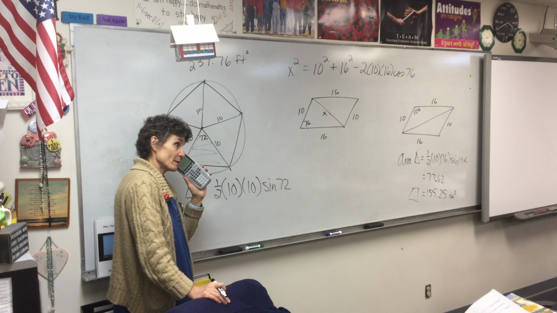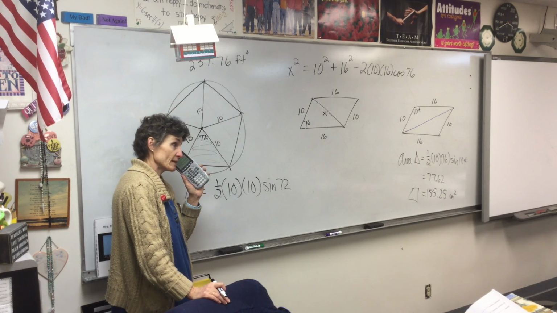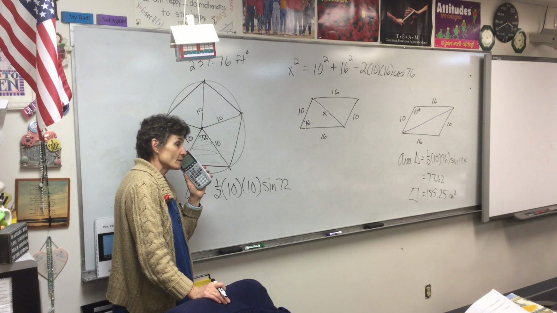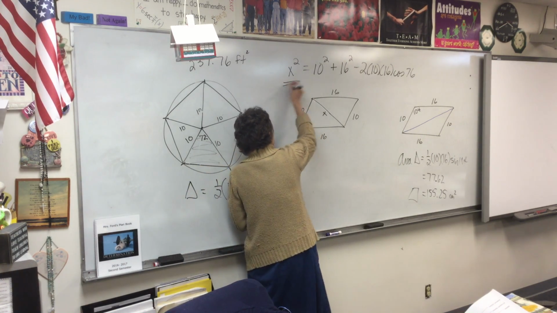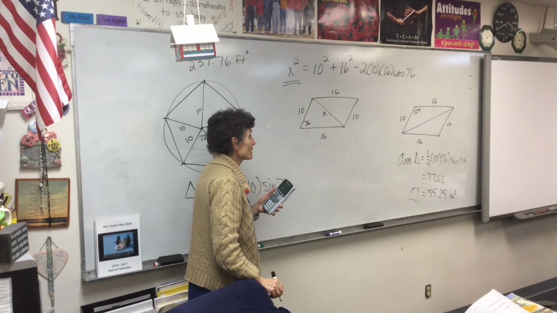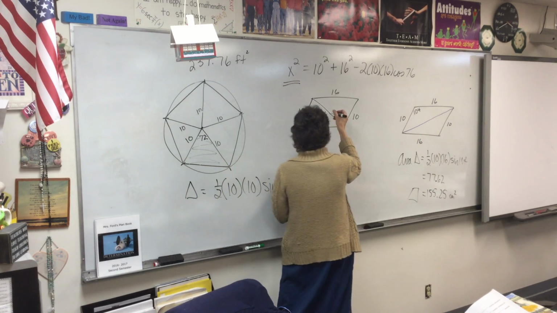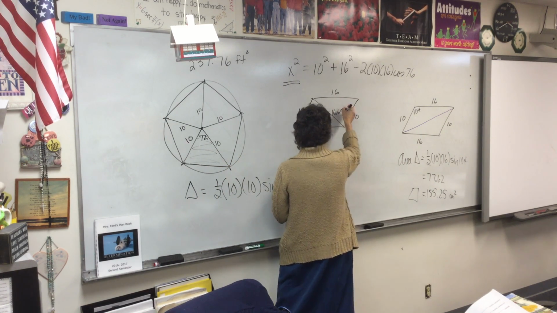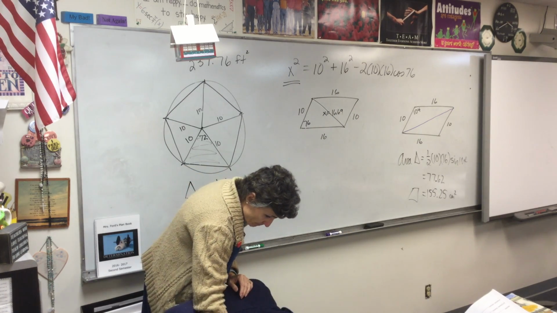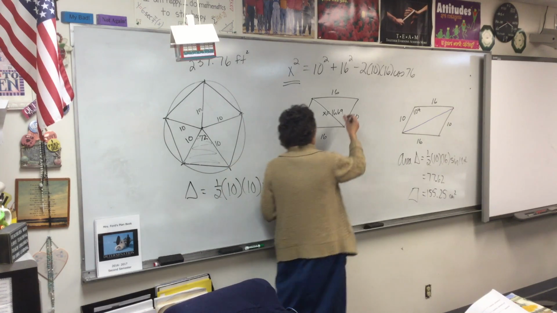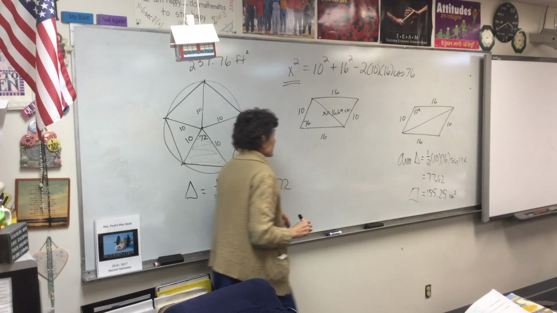Here's where we make another big mistake. The answer's not 278, is it? What do I need to do? Square root that. Do not forget. When you use the law of cosines, kids, that's x squared. So the actual answer to the question is 16.69 centimeters. 16.69 centimeters.